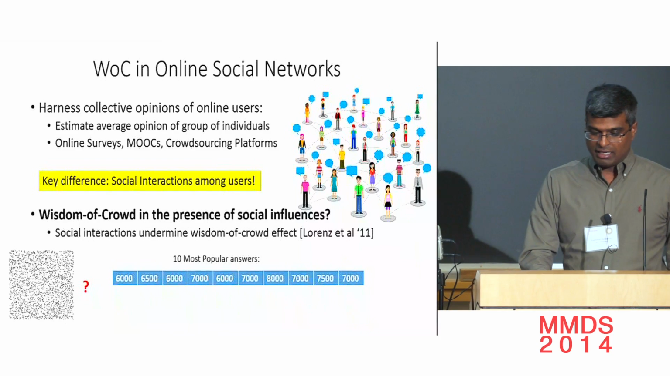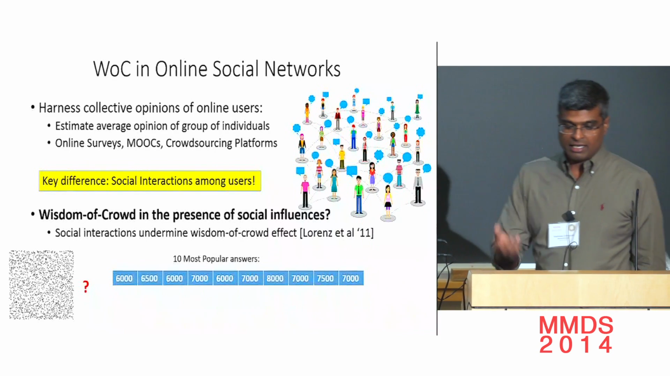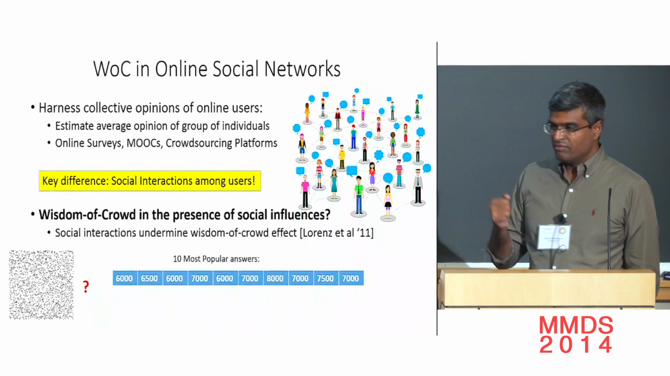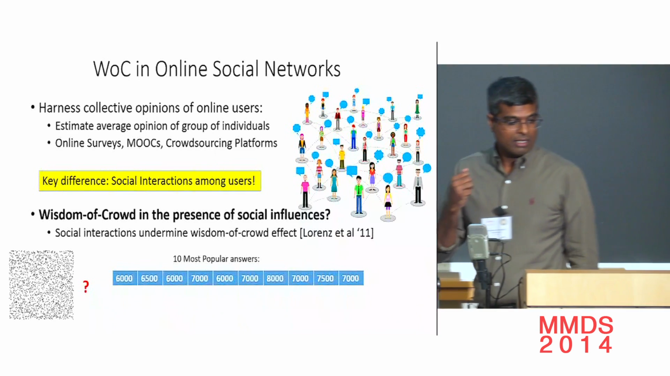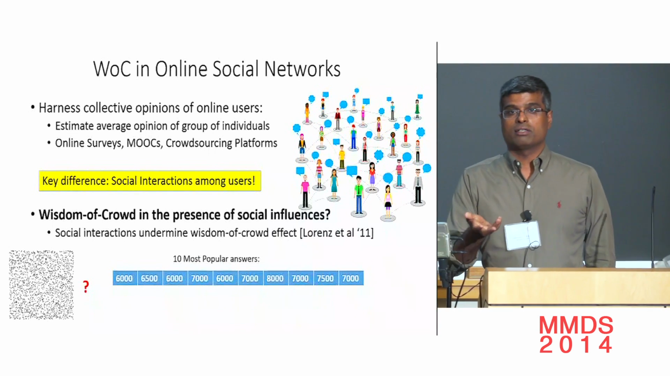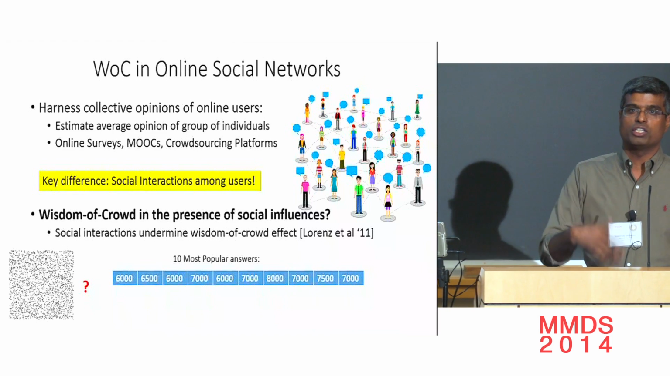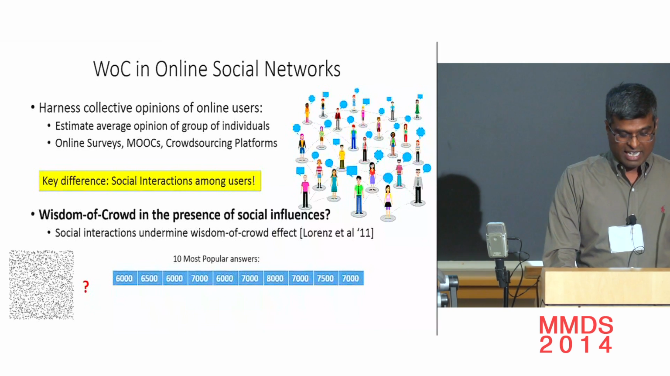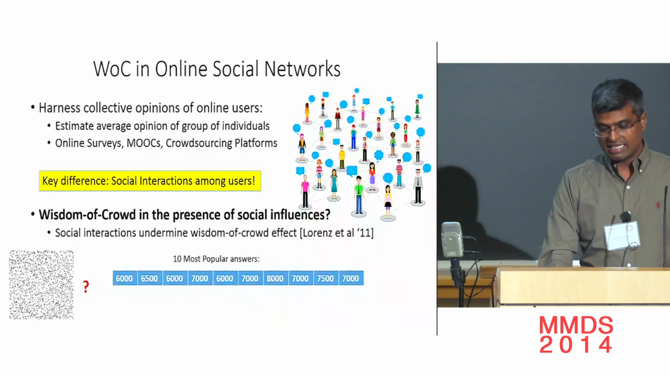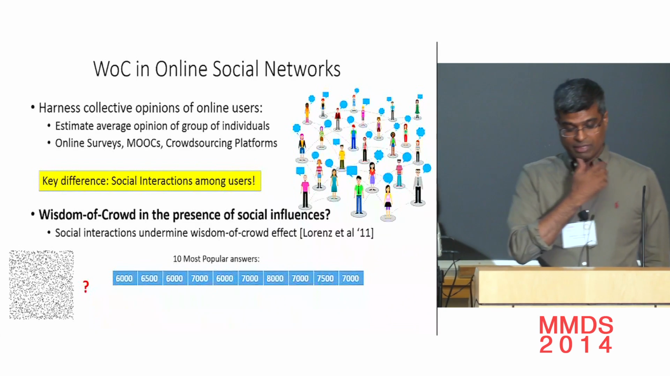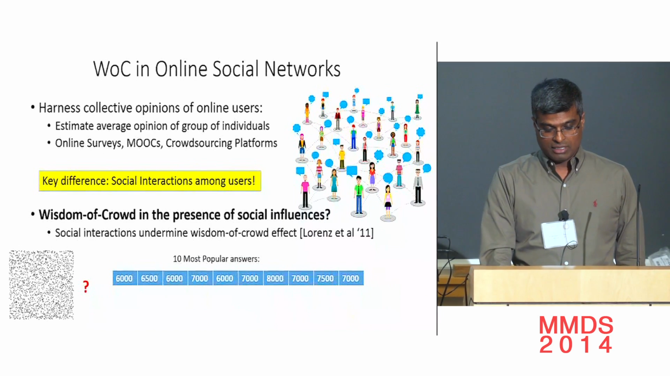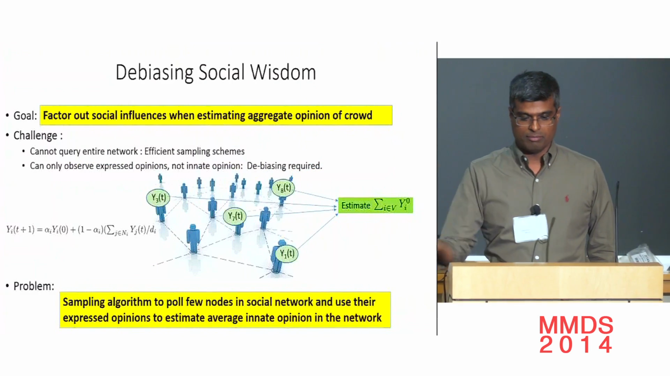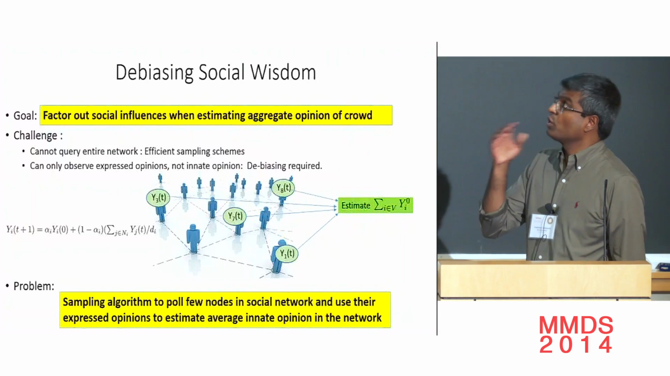And here is a very good work by Lorenz in 2011, where he shows that the social interactions do undermine the wisdom of the crowd, and you tend to get a different answer than you should have if you want to do an unbiased experiment, right? And again, we did a very similar experiment here, a setting like the previous problem, where we asked the crowd. Let me just explain the experiment in a bit, but what's the goal here, right?